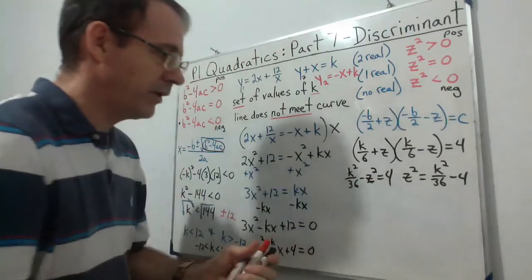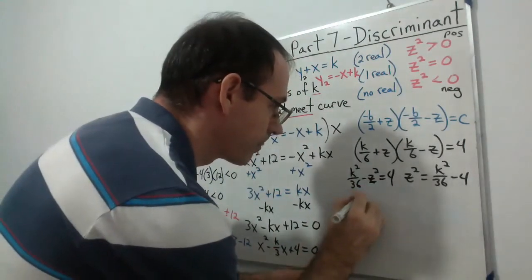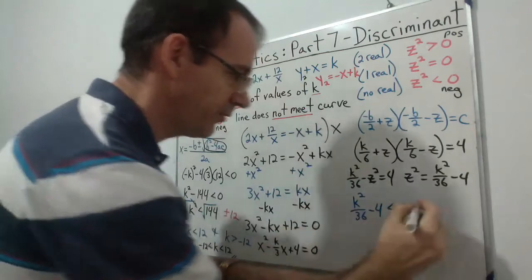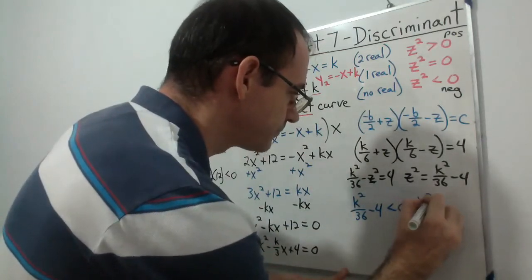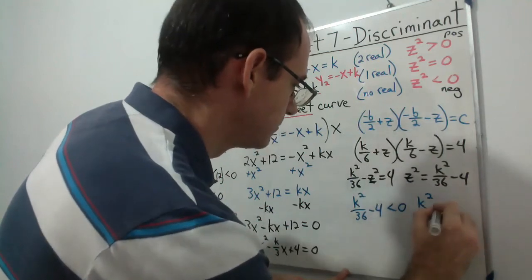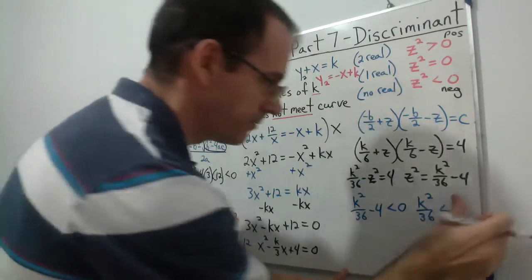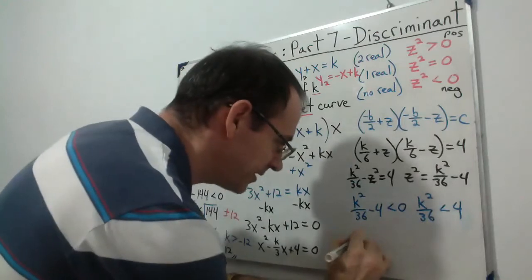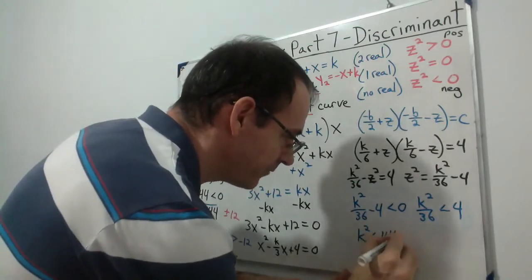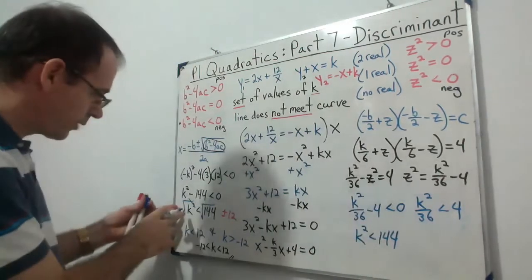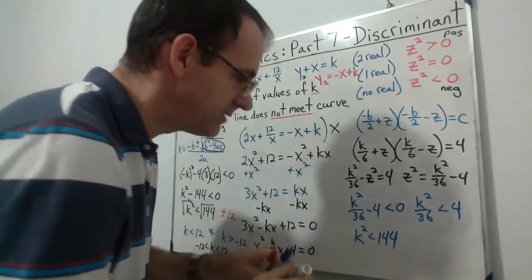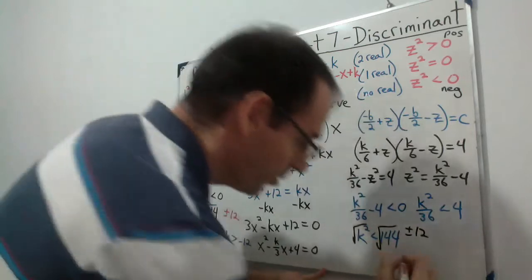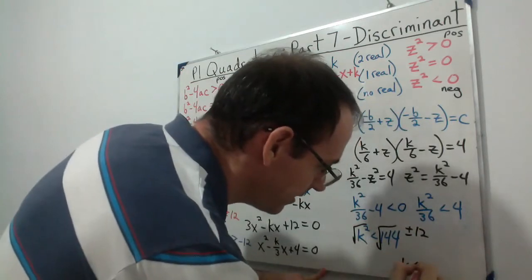So this is what we want to take and make less than 0. So if we add 4 to the other side, and then multiply by 36, guess what? You end up with 144 again. And we end up right back where we were over here. You square root both sides. You're going to get your plus or minus 12. So K is less than our 12.